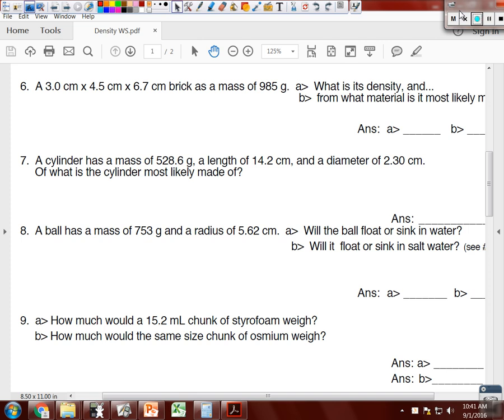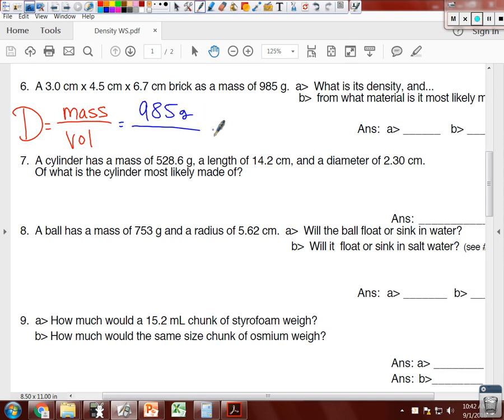So let's start with the first question. We know we're finding the density. So density is equal to mass divided by volume. Now, the next question is, is there anything in the data that was given that you can use exactly as it is written currently? Which one? Very good. The 985 grams. That is good news for us. We can actually use that.